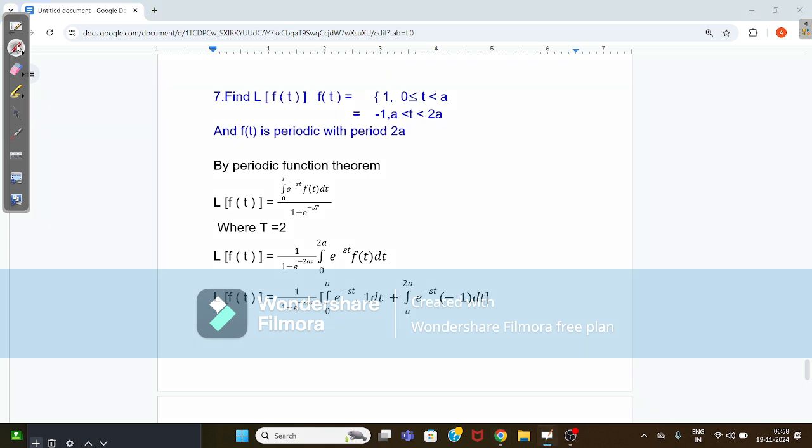Now comes to this problem. Find L of f of t, where f of t is equal to 1 when t lies between 0 and a, and minus 1 when t lies between a and 2a, and f of t is periodic with period 2a. By the periodic function theorem, L of f of t is equal to the integral from 0 to T of e power minus st f of t dt divided by 1 minus e power minus st, where T is equal to 2a. So L of f of t is 1 by 1 minus e power minus 2as times the integral from 0 to 2a of e power minus st f of t dt, split into 0 to a and a to 2a, with values 1 and minus 1 here.